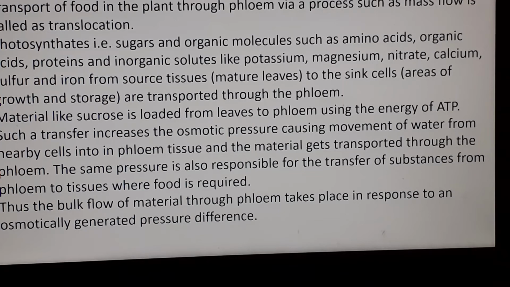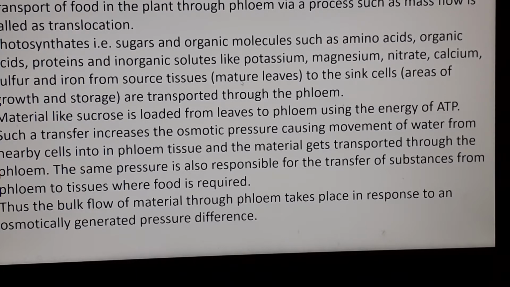Transport through phloem via the process of mass flow is called translocation. How does it happen? In photosynthesis, we get the end product as carbohydrate, that is sugar, C6H12O6 in our equation, as we know. And other organic molecules, amino acids, organic acids, proteins, and inorganic solutes like potassium, magnesium, nitrate, calcium, sulfur and iron, all these things we are getting.